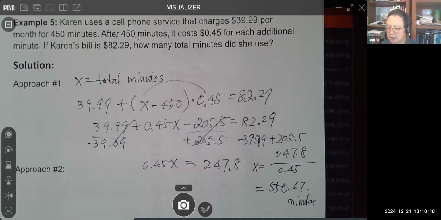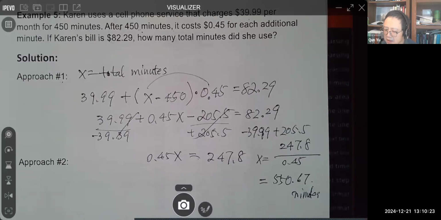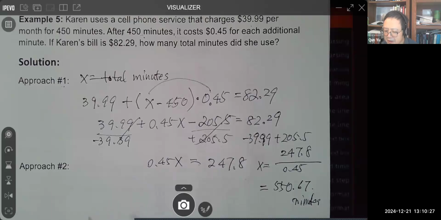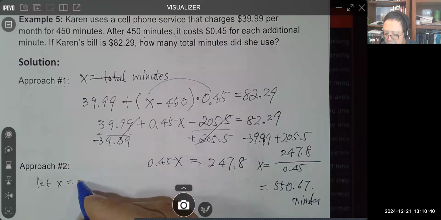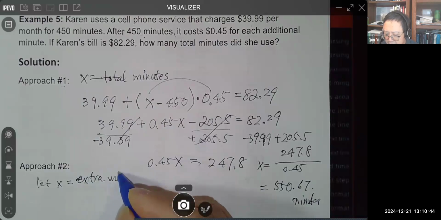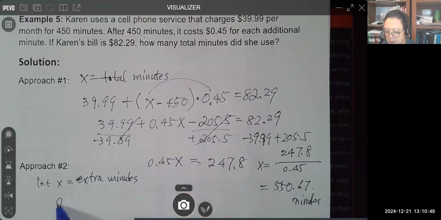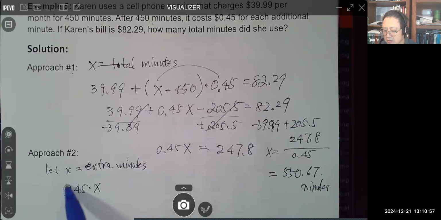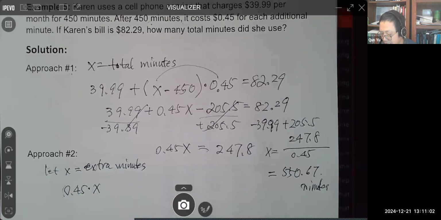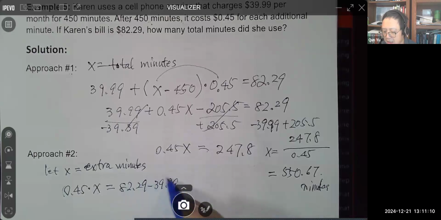Now let's look at the second approach. We're supposed to get the exact same answer. Now, the second approach is that we know she used more than 450 minutes. So we can let x represent those extra minutes beyond 450. Each of those minutes will cost $0.45. So this is the total cost for those additional minutes. This is the total cost beyond that 39.99. So the other side must be 82.29 minus 39.99. Anything on the right-hand side represents the cost for those additional minutes. So let's do that. 0.45x equals, let's do this subtraction.